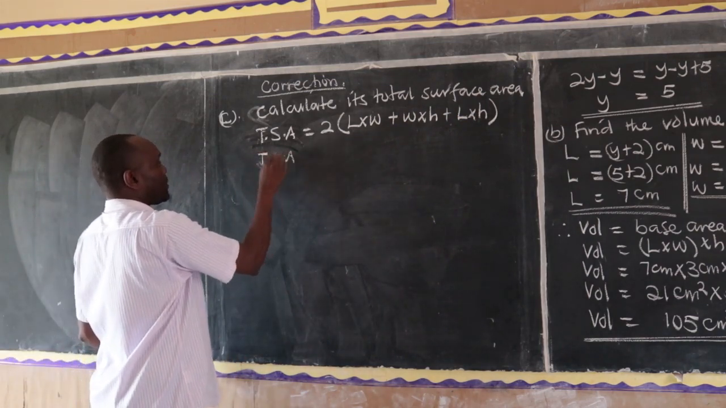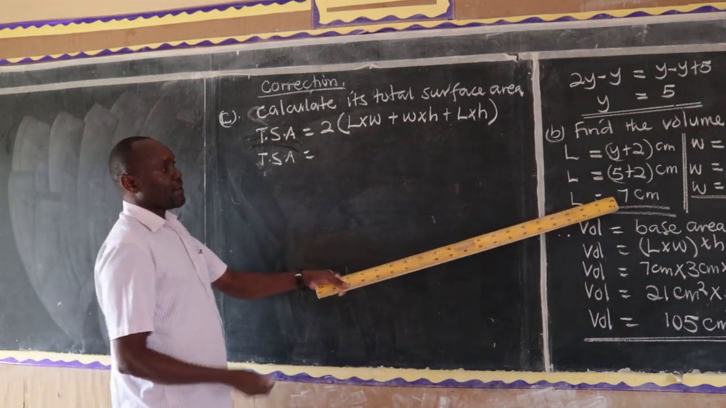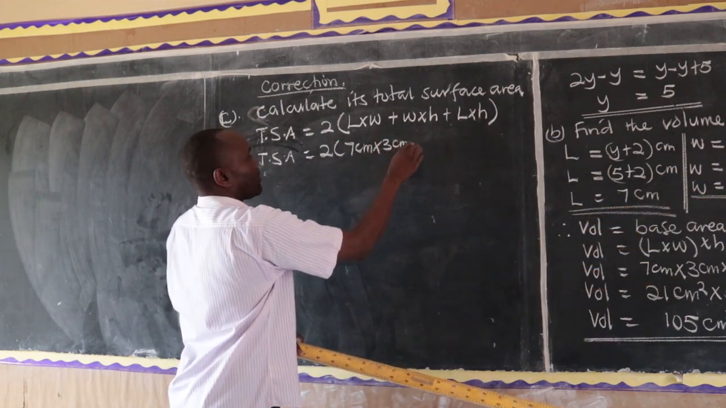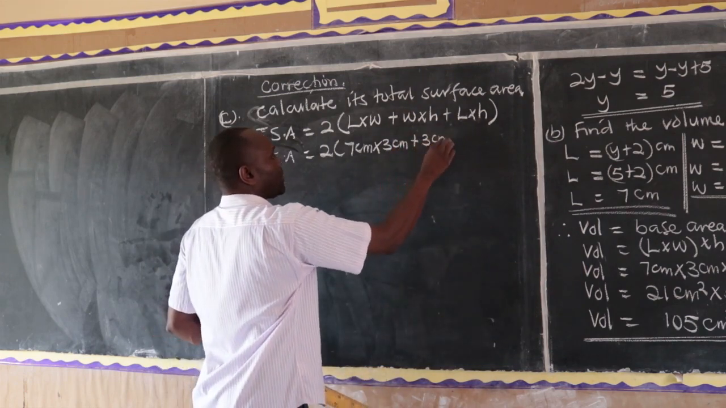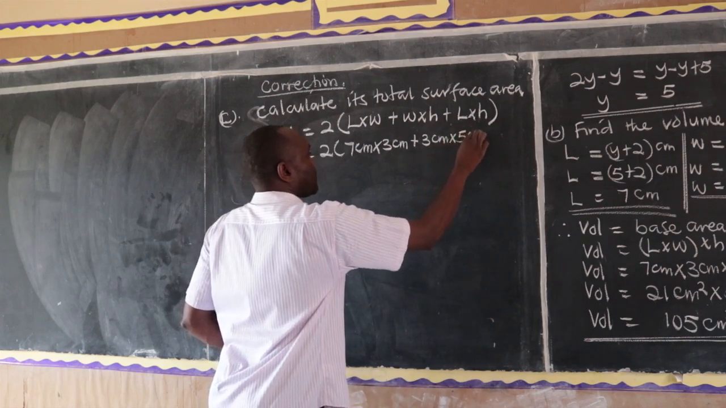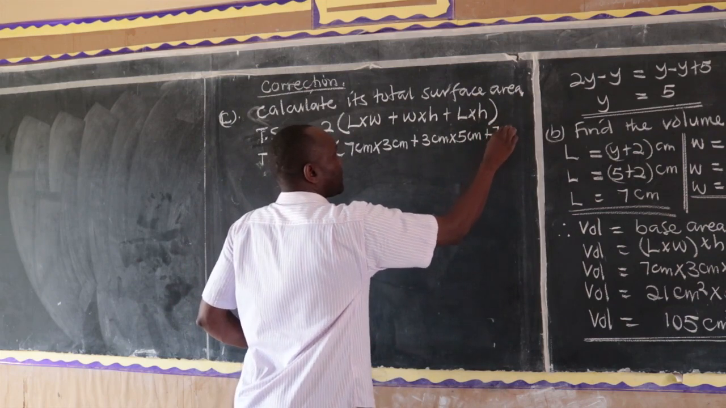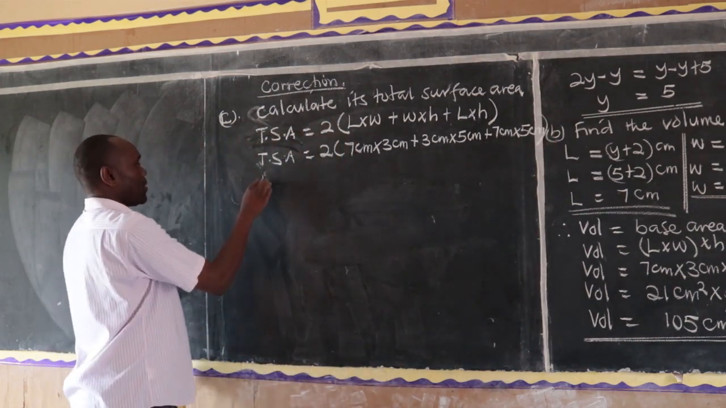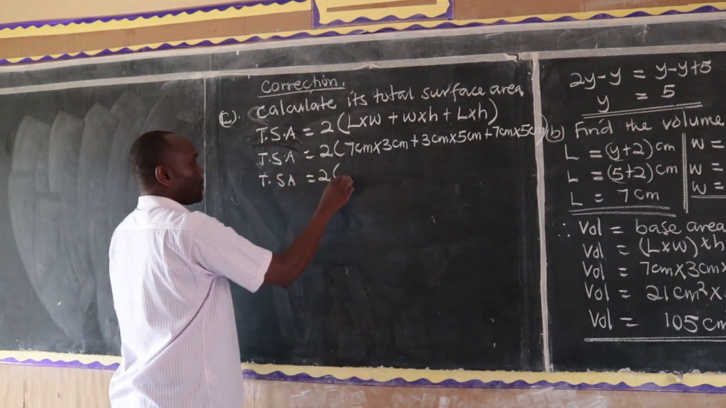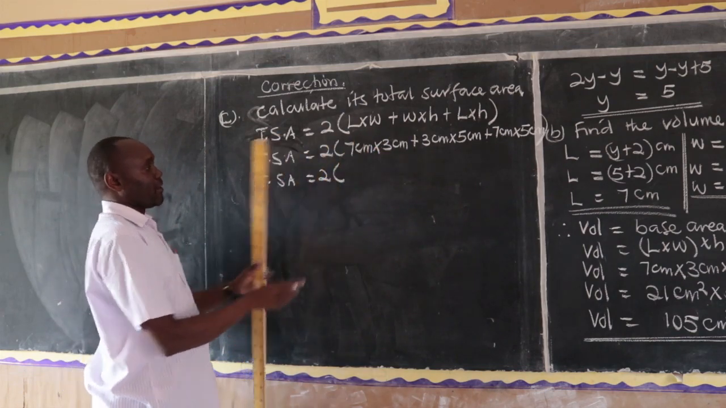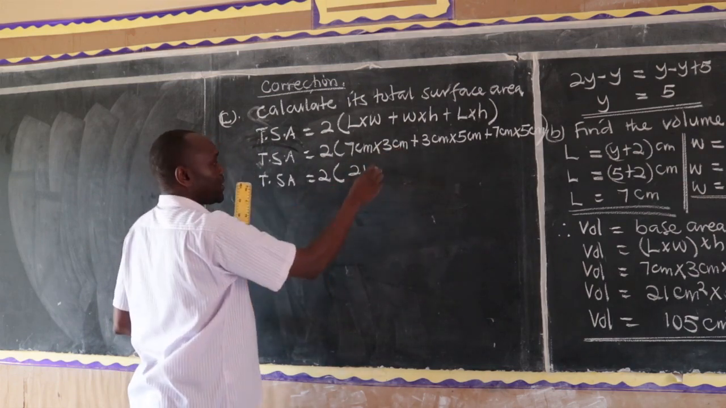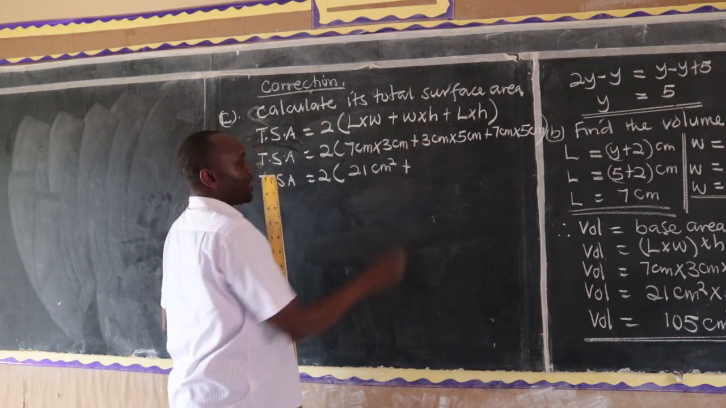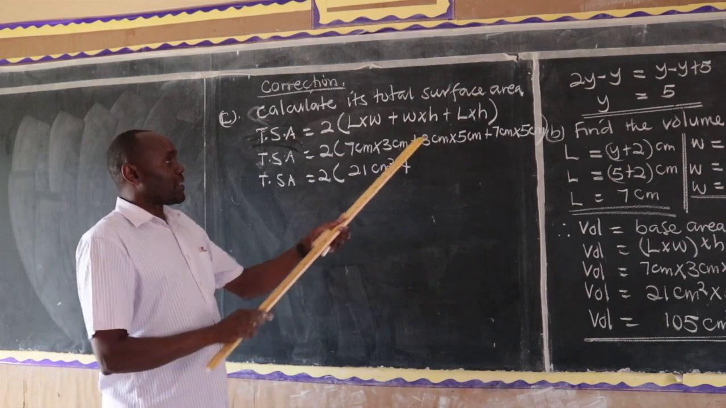So you can say total surface area, the length. Remember our length here is what? 7. So the length is 7 centimeters multiplied by the width 3 centimeters, plus the width 3 centimeters times the height 5 centimeters, plus the length 7 centimeters times the height 5 centimeters. Close the brackets. So the total surface area will give us 2 into brackets. The 7 times 3 gives us 21. The centimeter times the centimeter, that is in square centimeters. Plus, not times, mark this. Some candidates, when they reach here, begin changing everything to times, even here. No.